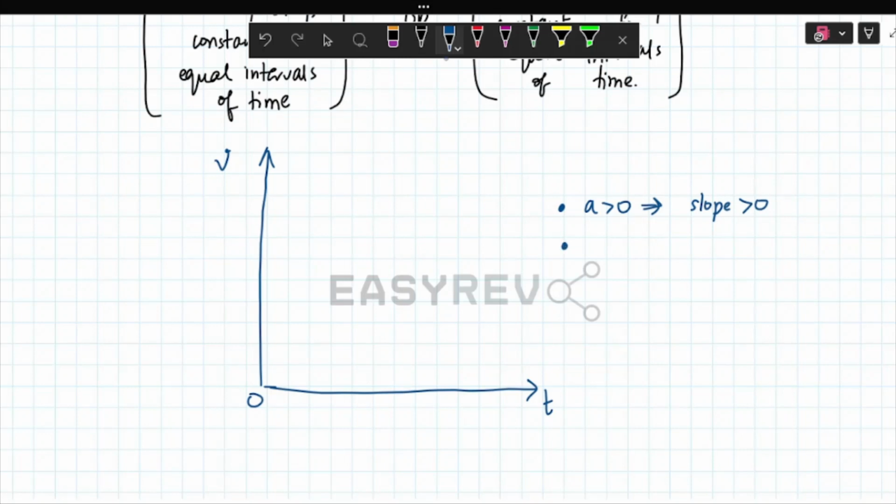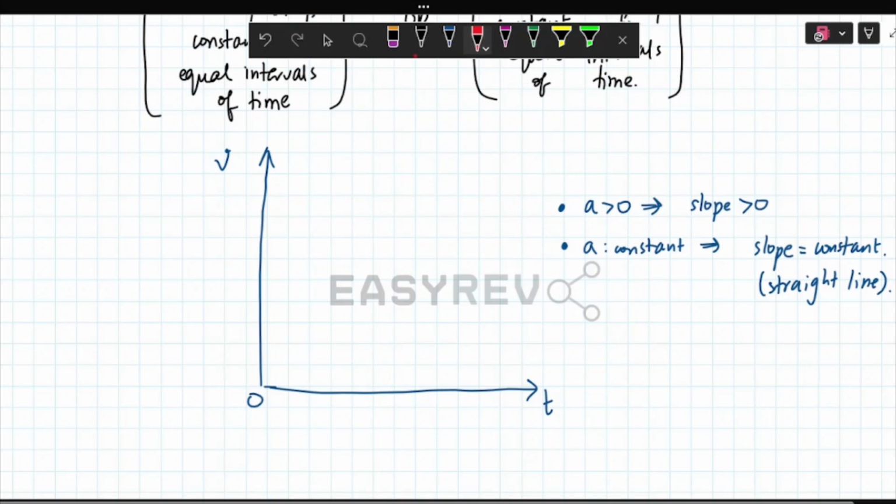Moreover, we saw that acceleration is constant. It's not changing its value with respect to time. Which means, in this case, since the slope of a velocity time graph represents acceleration, we expect the slope to be constant as well. And once again, there's only one possibility over here, that is a straight line. Now, if I were to draw the straight line starting from the origin, it would look something like this.